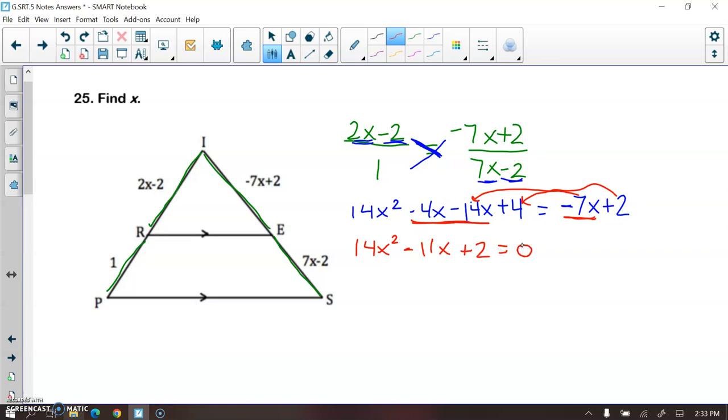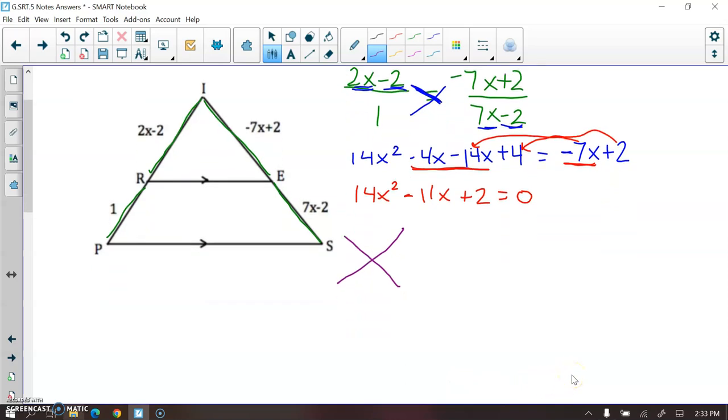Okay, so now I need to solve this quadratic equation by using the x method. And the top of my x is my a times my c. 14 times a 2 is a 28. And the bottom is my b value. I need two numbers that when multiplied together equal 28, but when added together equal negative 11. That's going to be a negative 4x and a negative 7x. So rewriting this, I have it as follows.